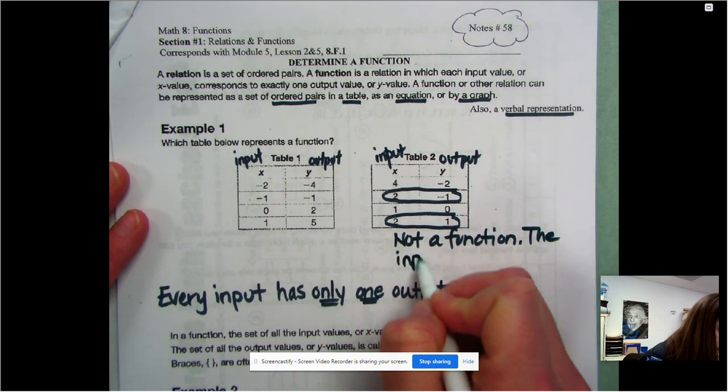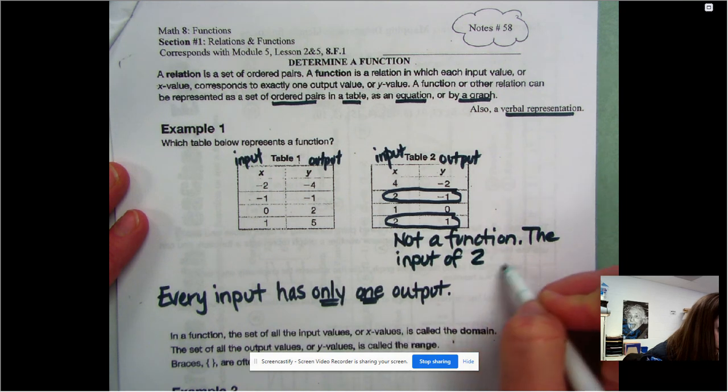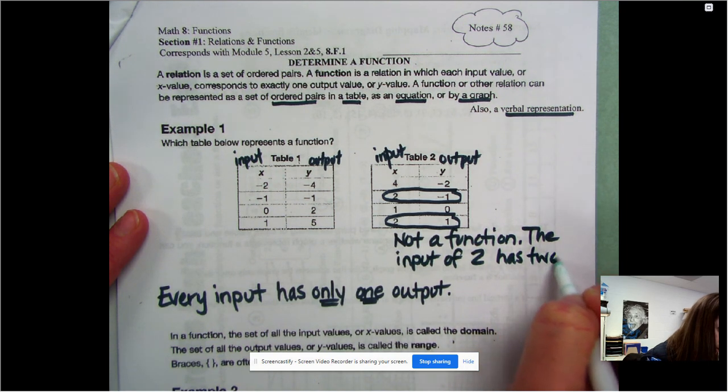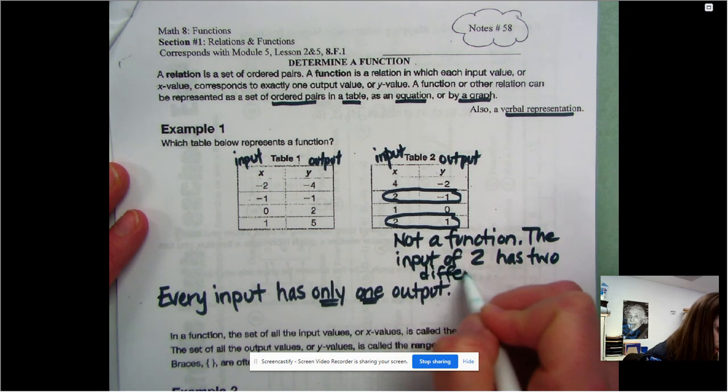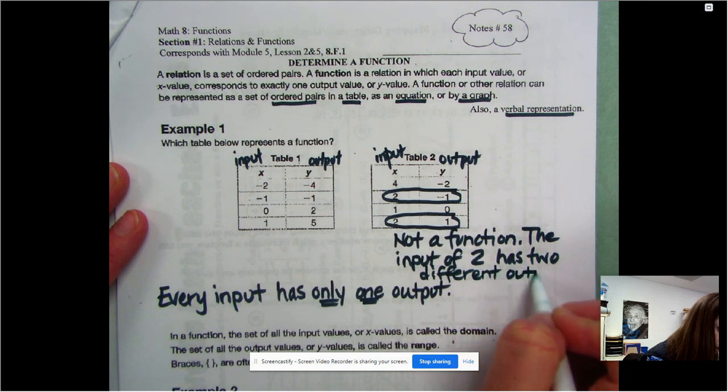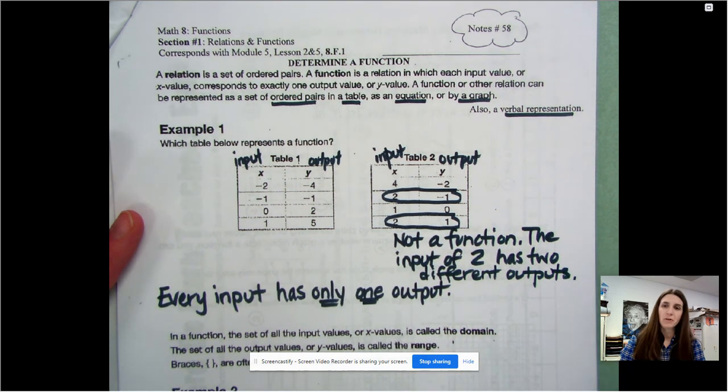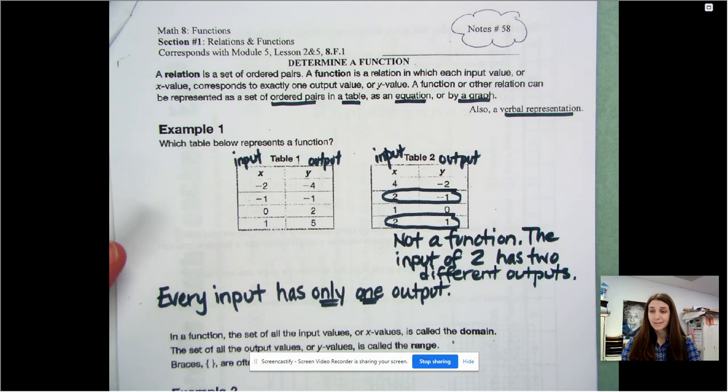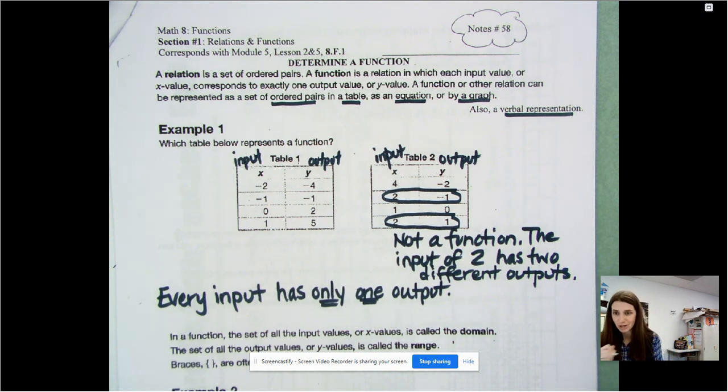The input of 2 has 2 different outputs. Now you might be like, wow, this is a lot of writing. Yeah, this unit is a lot of writing. So it's like explanation answers. So make sure you're writing them with me so you are getting practice with what it sounds like, what it feels like to write the answers. So this is not a function because the input of 2 has 2 different outputs.